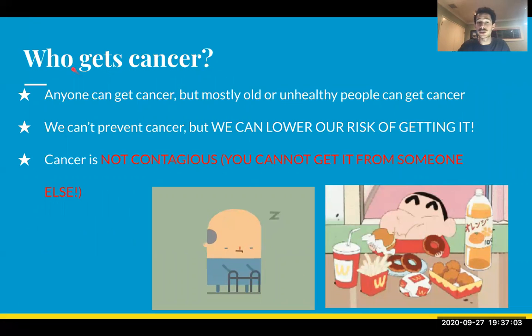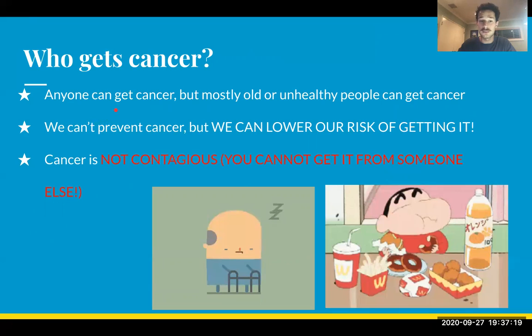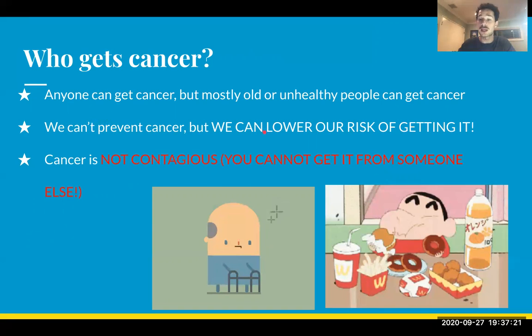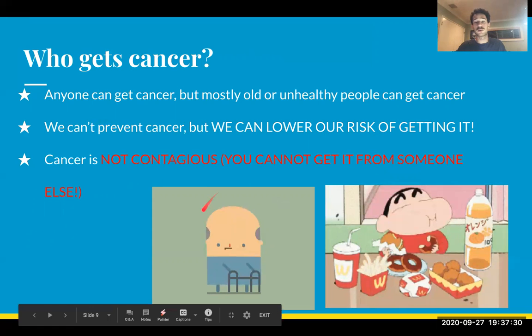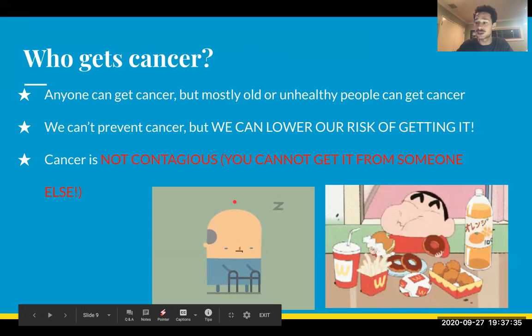So our next question is, who gets cancer? The answer is anyone can get cancer, but people who get cancer are mostly old people or people who are unhealthy. We can't prevent cancer, but we can do certain things to lower our chance of getting cancer. For example, this person is old, and sometimes when people are old, their cells kind of get tired and they don't follow the instructions anymore.